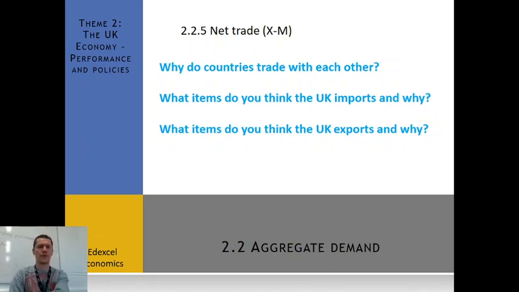Okay, so net trade, X minus M. So far we've looked at consumption, investment, government spending. Now we're going to do a bit of the old exports and imports. Three questions. Why do countries trade with each other?